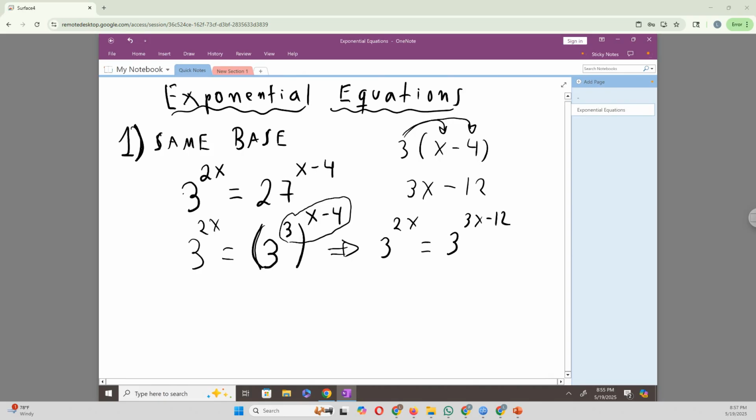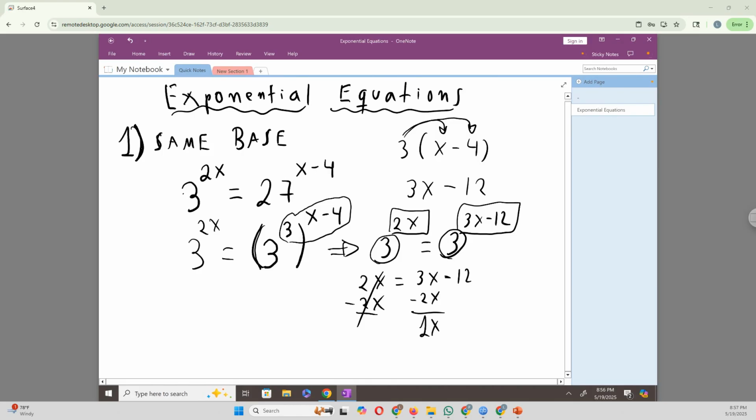Now that we can clearly see the two bases are the same, right? The 3's are the same. We can say that the exponents have to be equal to each other. So 2x has to be equal to 3x minus 12. Now we solve this by subtracting 2x on both sides. So here we get 0, and here we get 1x minus 12 equals 0.